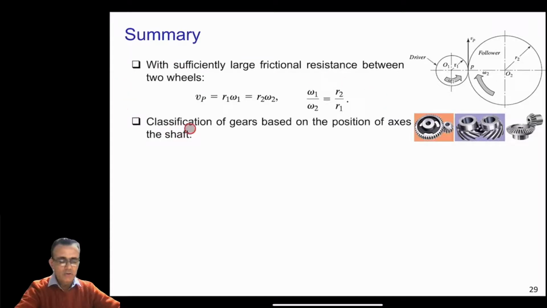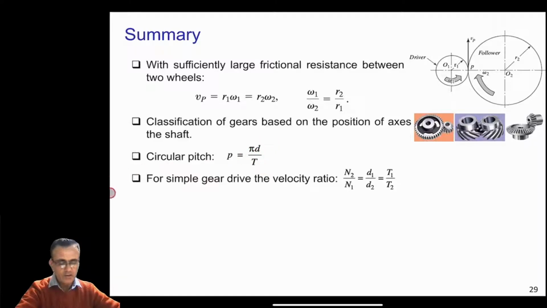Now, gears can be classified based on different criteria. The first one is based on the position of the axis of the shaft, which gives these different types of gears. And we also then define the circular pitch, which is the circumference divided by the number of teeth. And then for a simple gear drive, the velocity ratio is N2 divided by N1 equal to D1 divided by D2 or T1 divided by T2.